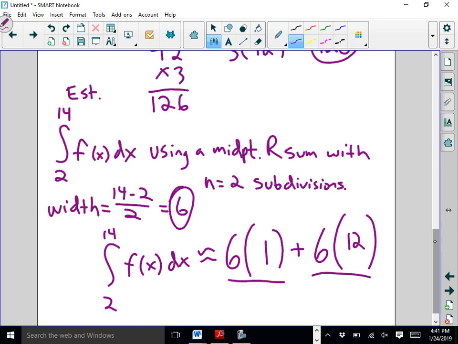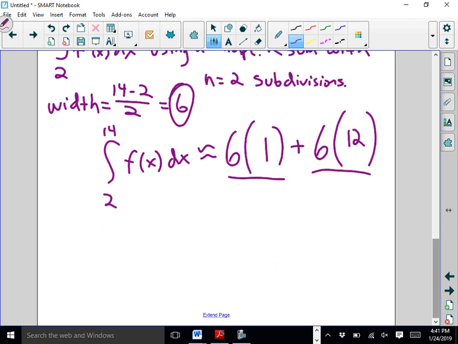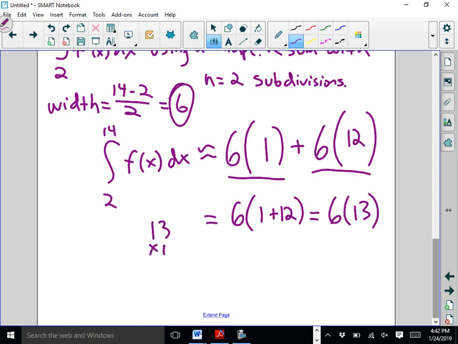Okay? And again, I can factor out, or I can just do piece by piece. Factoring out, I got 6 times 1 plus 12, which is the same as 6 times 13. 6 times 13 would be what? Well, let's figure it out. I get an answer of 78. Okay, so that is my midpoint Riemann sum with n equals 2 subdivisions.